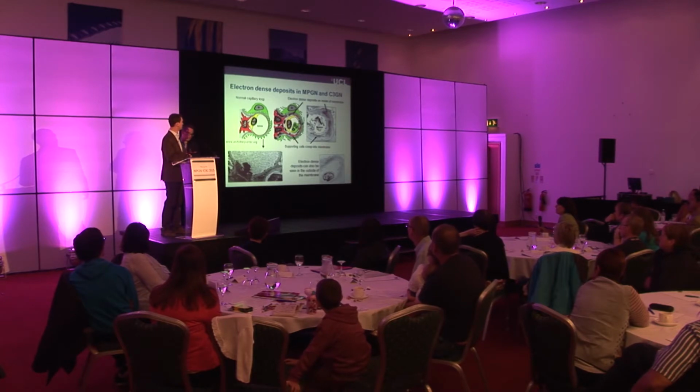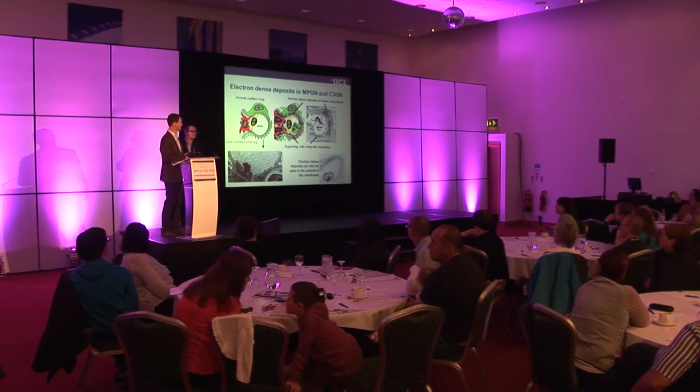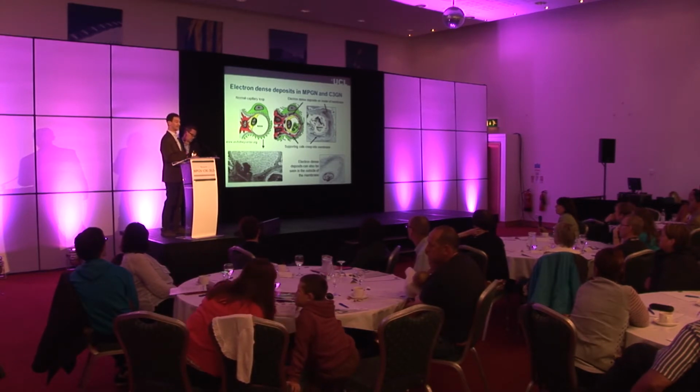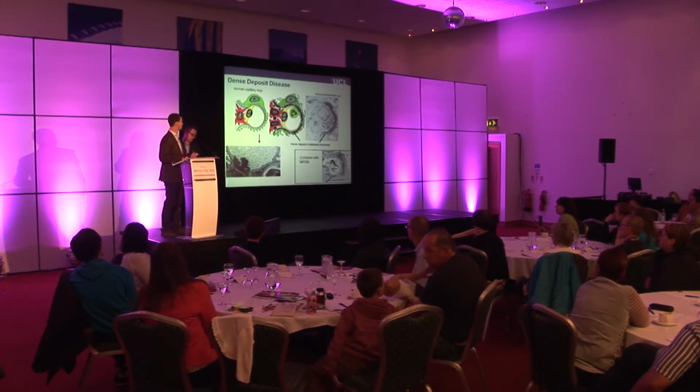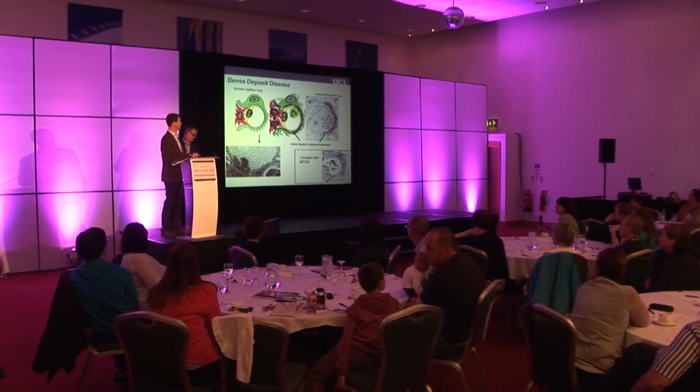Type 1 just means these electron dense deposits are found on the inside of the basement membrane. Type 3 means that they're found on the outside, usually as well as the inside. And type 2 means that there's dense change actually within the basement membrane.